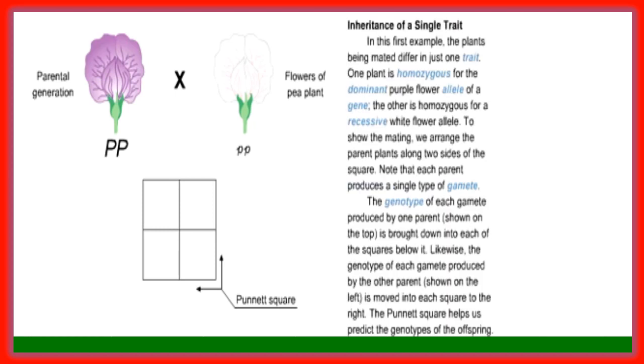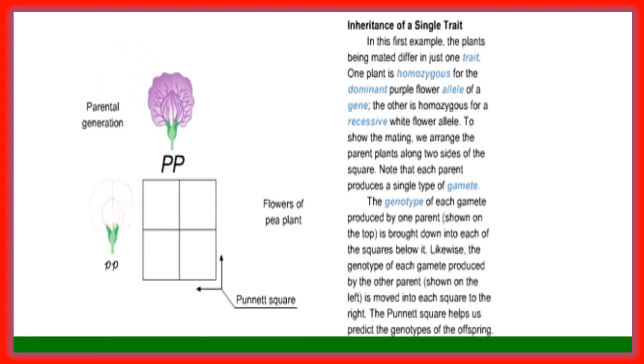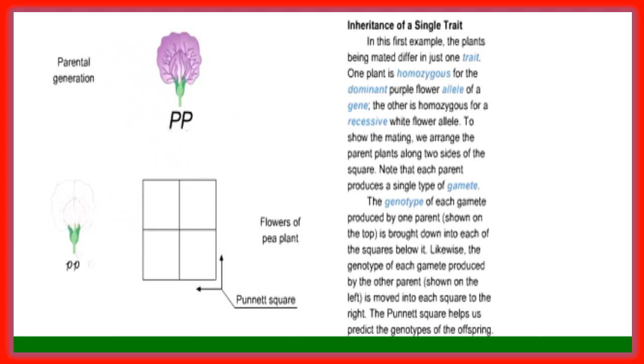In this first example, the plants being mated differ in just one trait. One plant is homozygous for the dominant purple flower allele of a gene. The other is homozygous for a recessive white flower allele. To show the mating, we arrange the parent plants along two sides of the square. Note that each parent produces a single type of gamete.